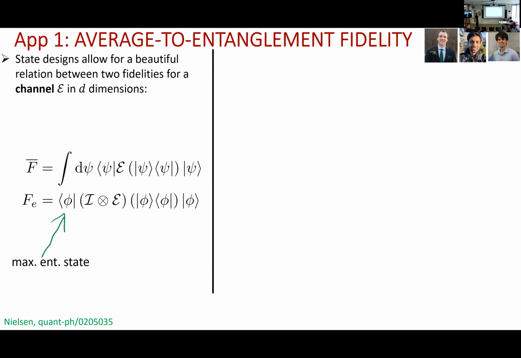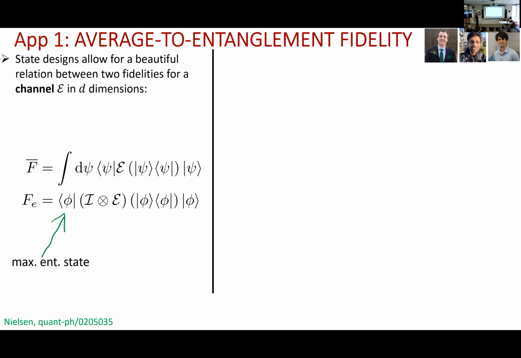So if you have a quantum channel, these are the two fidelities. This is what's called the average fidelity. You send a state through a channel and you look at what happened to it, how far it went from the initial state, and then you do this over all possible states. This is called the entanglement fidelity. You have an entangled state or some sort of state, you send half of it through the channel, and then you look at what happened there. And you do that for a specific state called a maximally entangled state.